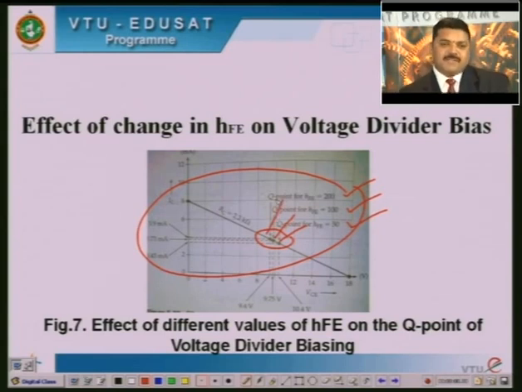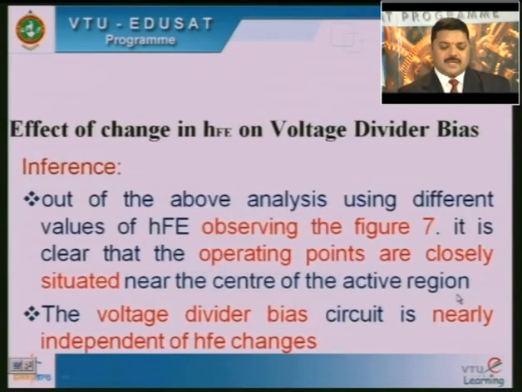So, when we observe these output characteristics with operating points, we can come to one conclusion. What is that conclusion? What is the inference when we vary the HFE values from minimum to maximum for voltage divider bias? We did exactly the same analysis for fixed bias also. After analyzing fixed bias, we came to know that the operating point was uncertain in fixed bias or base bias. So, that is a useless biasing technique. What is the inference for the voltage divider bias technique here?